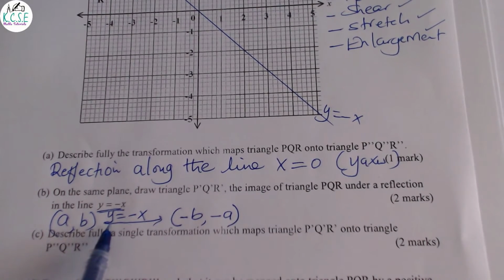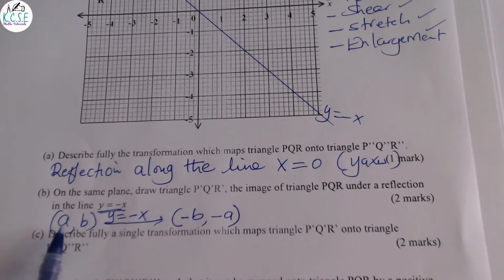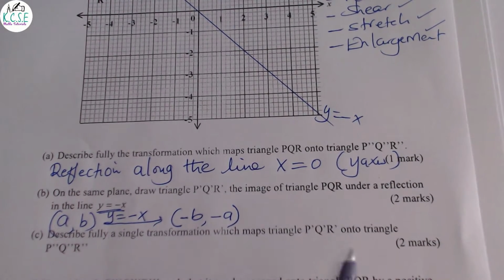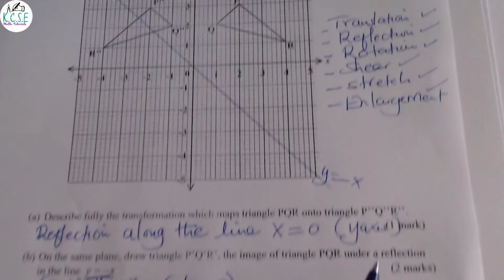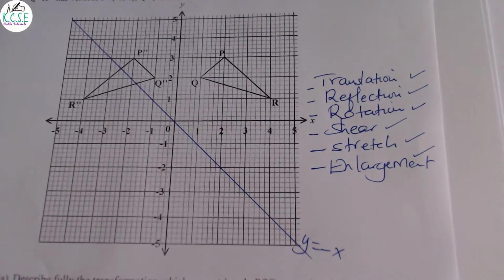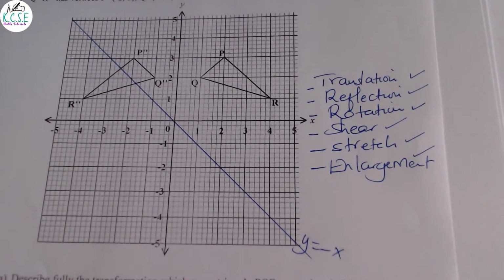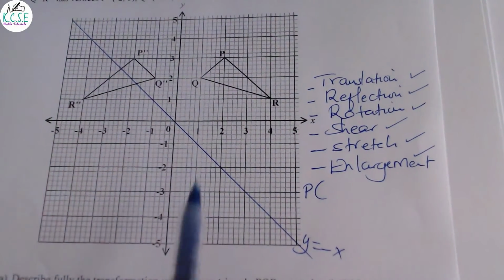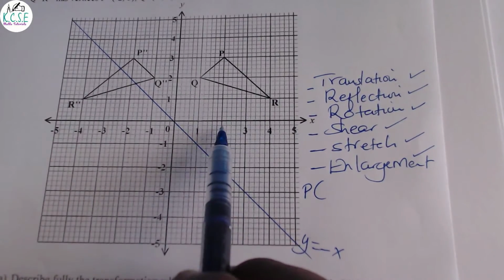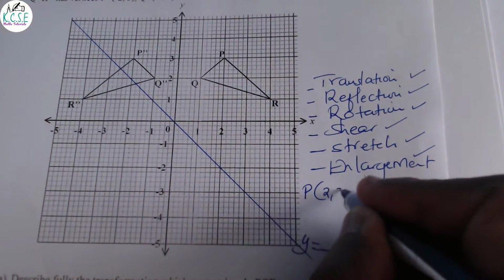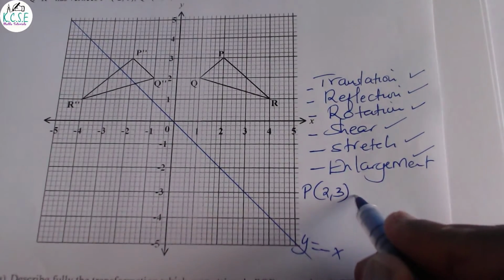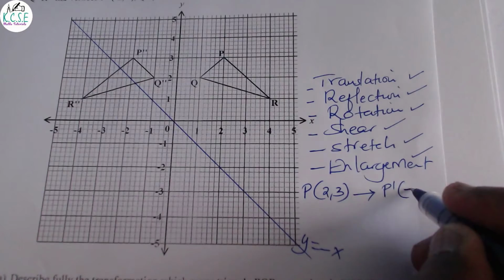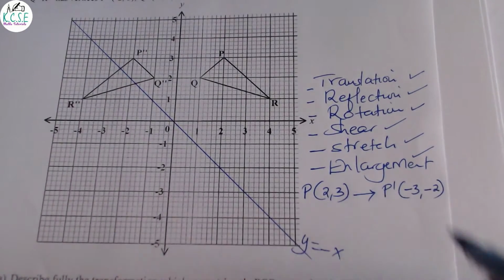So under a reflection in the line y equals negative x, a general point (a, b) is mapped onto (negative b, negative a). The points are reversed and they change the signs. So when you look at the points, we are reflecting PQR. P is 2, 3. This one will be mapped onto, under this reflection, P prime, which will be negative 3, negative 2.